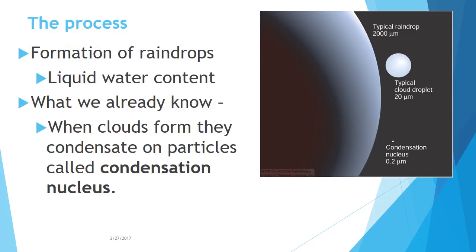So for the formation of a raindrop, the most important thing was liquid water content. So what we already know is when clouds form, they condense on particles called condensation nuclei. So these condensation nuclei are small compared to a cloud droplet. They're only about 0.2 microns. What is a micron? It's 10 to the minus 6 meters.